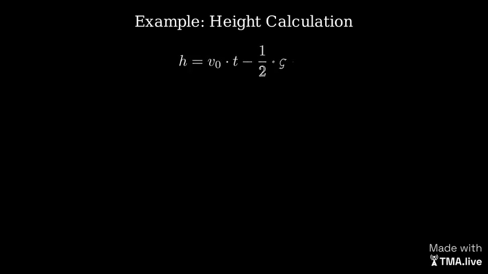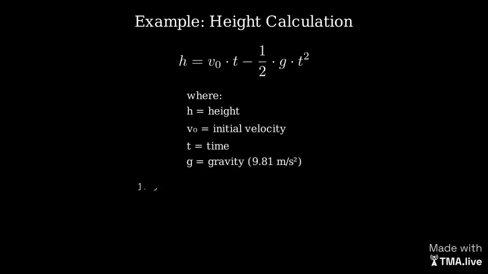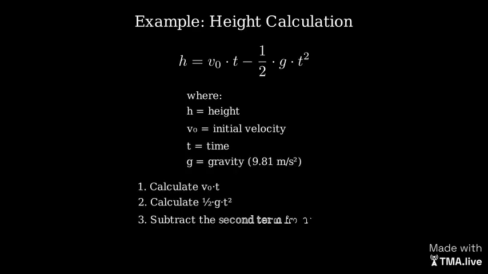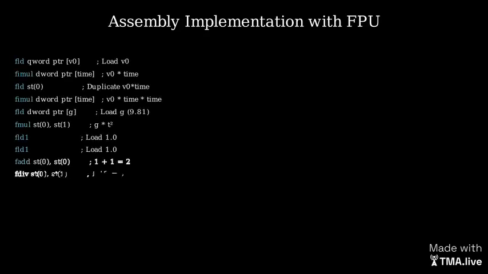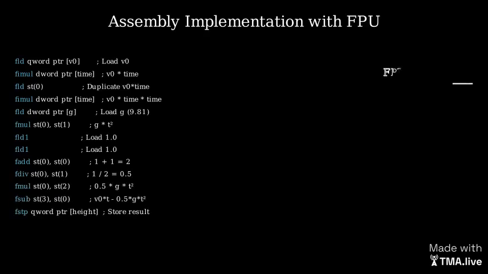The x86 FPU, floating point unit, handles floating point calculations with its own set of instructions and registers. It uses a stack-based architecture with registers named ST0 through ST7. Common FPU instructions include FLD to load values, FMUL for multiplication, FADD for addition, FSUB for subtraction, and FSTP to store and pop values from the stack. The FPU stack operates as a last-in, first-out data structure.